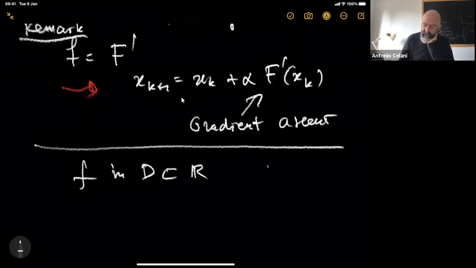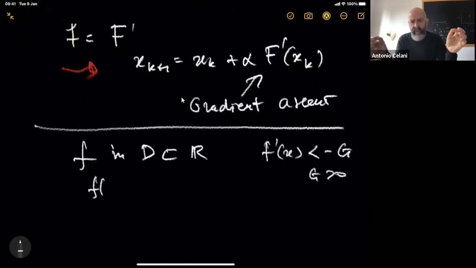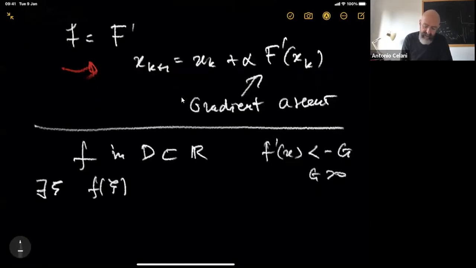And my function f prime of x is everywhere more negative than some minus g, with g positive. I'm setting myself in the conditions where, of course, at the two extremes, the function is positive on one side and negative on the other. So I'm assured that there is a point xi such that f of xi is equal to 0. And this condition on the derivative tells me that this point is unique. Okay, so there is one zero.